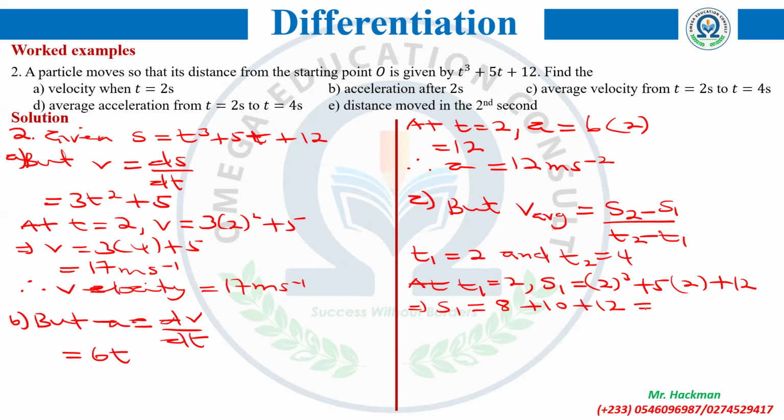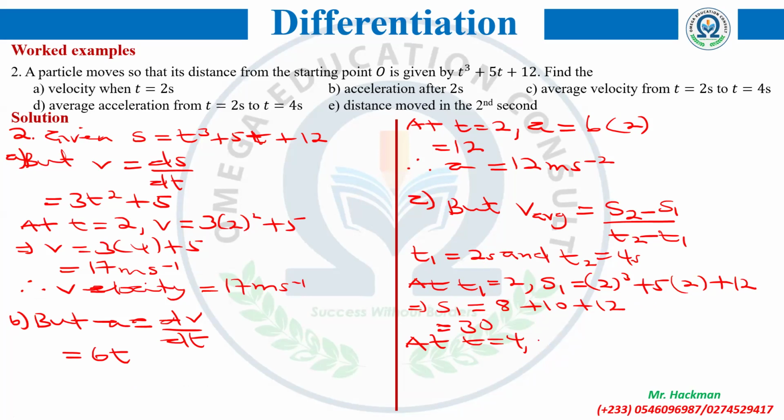Usually I don't write more than 2 equal tos, so I will not. So that some of you, even when I don't write it, you do it. So I will write is equal to 30. I'll bring it down. Then at t is equal to 4, we are going to get what? So seconds here, when you are substituting, you can ignore.